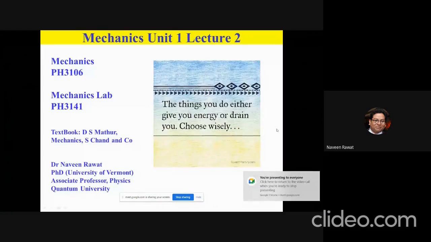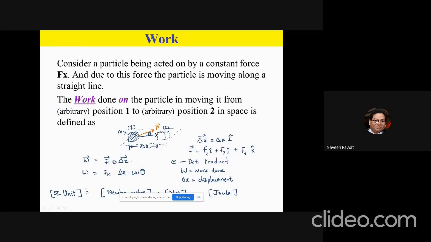Class is going to be on your work and work energy principle. Okay, so if we consider just a particle or an object and it is being acted on by a constant force, let's say the force is some force F in the x direction, and due to this force the particle is now going to move along a straight line.